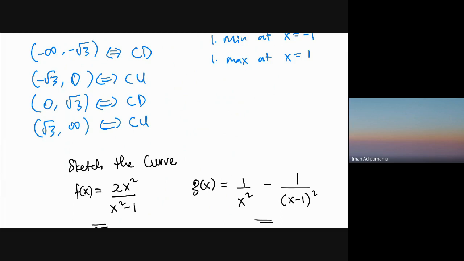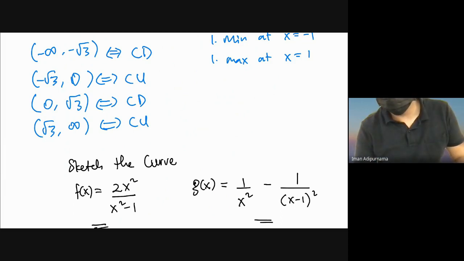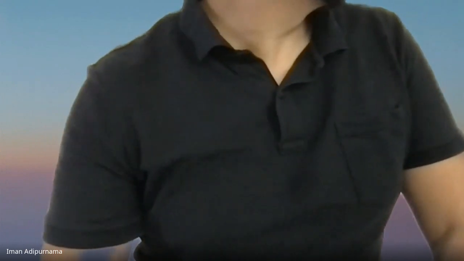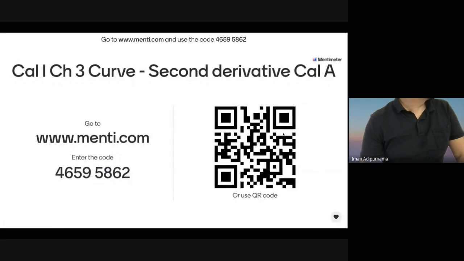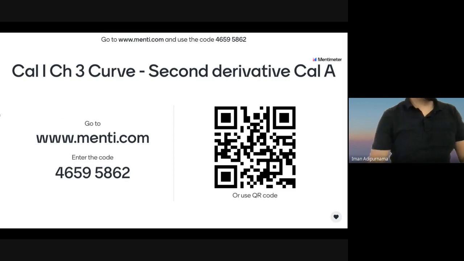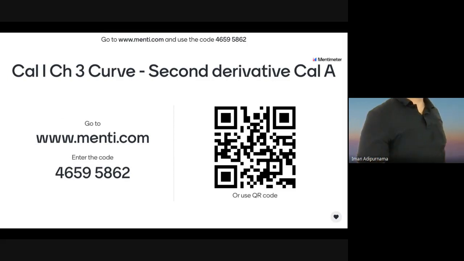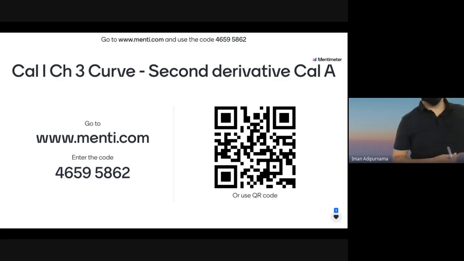Okay, let me start with the feedback time. The review here is specifically for the second derivative in sketching a curve.